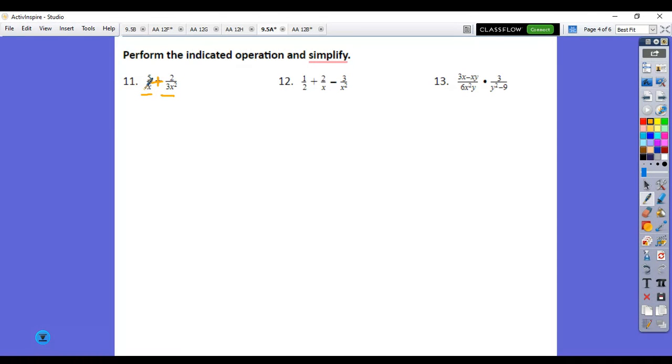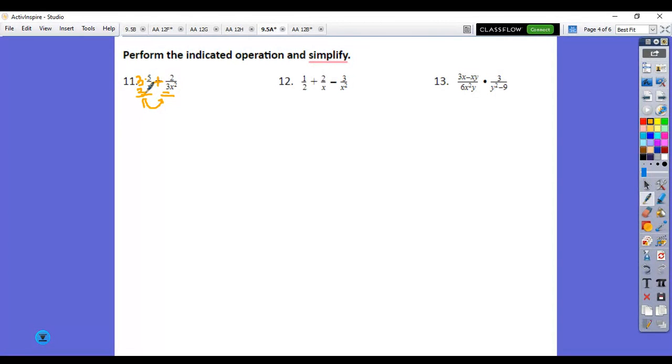Now, sometimes I think it's almost easier rather than writing out the least common denominator, it's just comparing the two. What does one have that the other one doesn't? See how this one has a 3? That means this one needs a 3. So anytime you multiply, you have to multiply the top and the bottom by the same thing. So since this side needs a 3, I multiply the top and bottom by a 3.